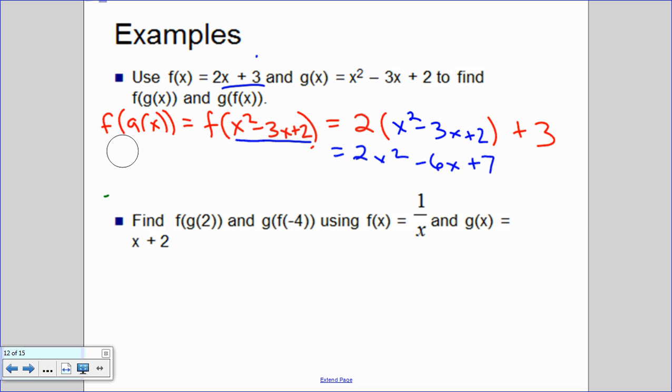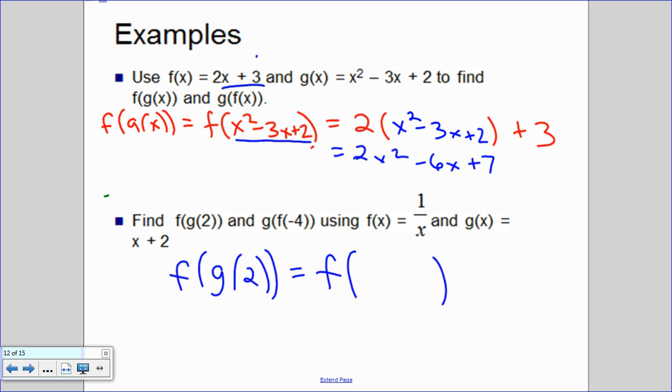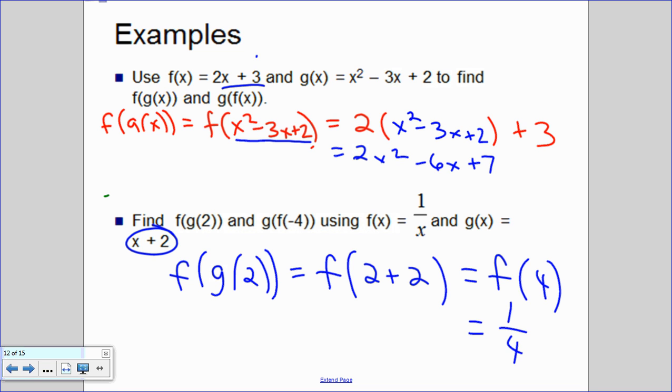The second example says, let's see, we're going to actually find numerical values. So we want f of g of 2, and we're going to find g of 2. All right, that means we're going to go f. Well, g goes in, 2 goes into g, and I get 2 plus 2 because I'm taking x plus 2, which is f of 4. And then f of 4 is what I get when I plug 4 into f. Well, f says just take the input and put it 1 over 4. So there's the answer. Let's do the next one.